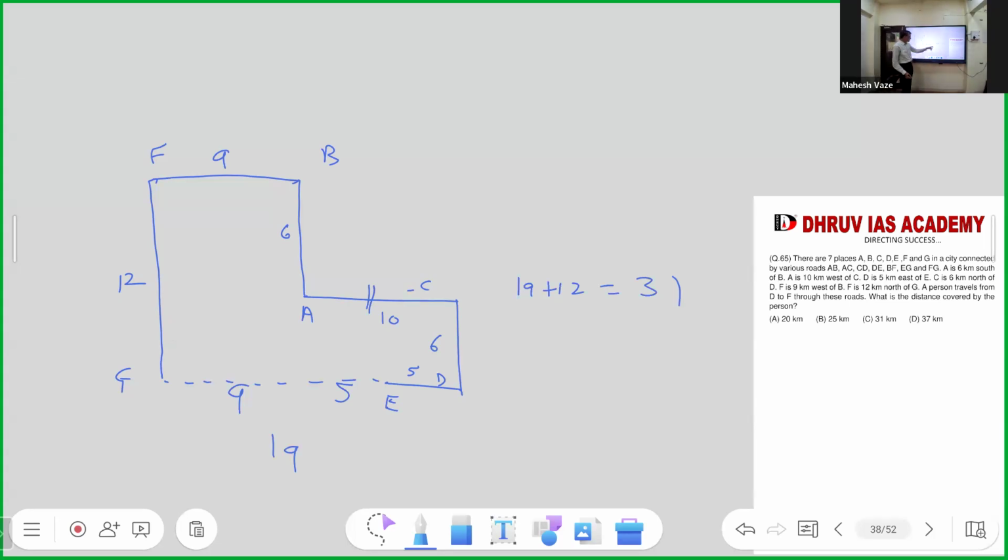Even if you go by this route, D, this 6 plus 10, 16, plus 6, 22, plus 9, 31. So either by this route or by this route, the distance is 31 kilometers. Right? Here, this 5 plus 5, 10, plus 9, 19, plus 12, 31. So either way it is 31. So option C here. You will have to draw a rough sketch like this.